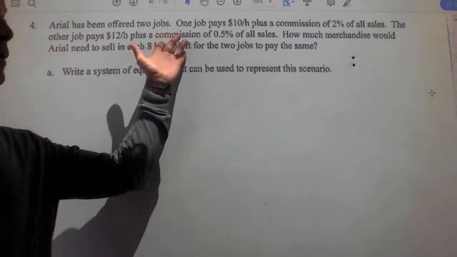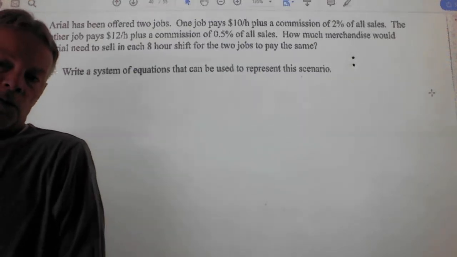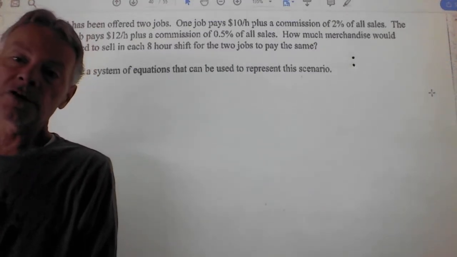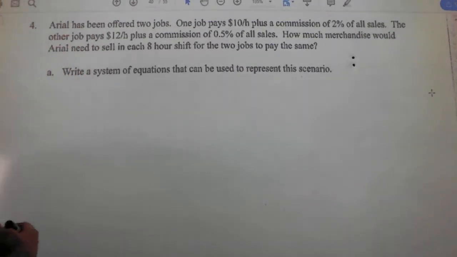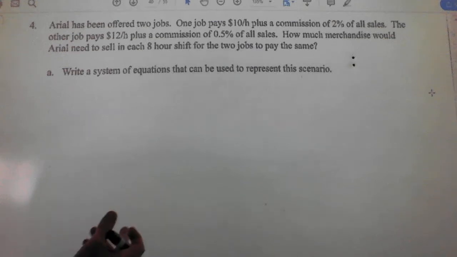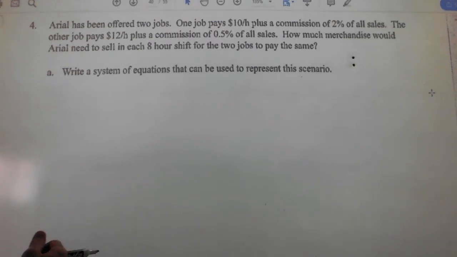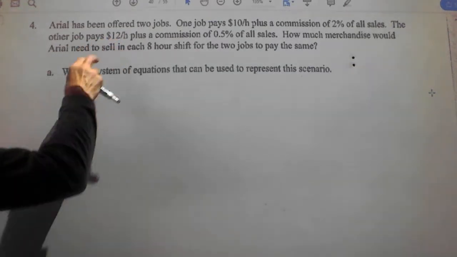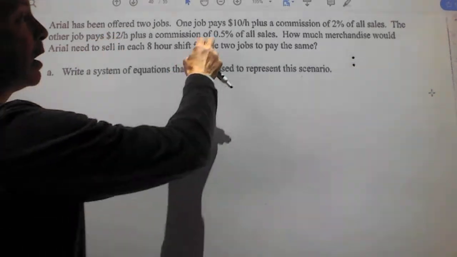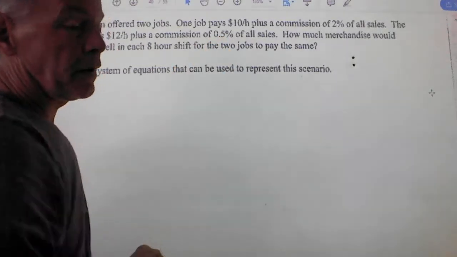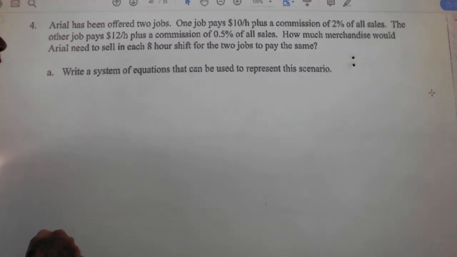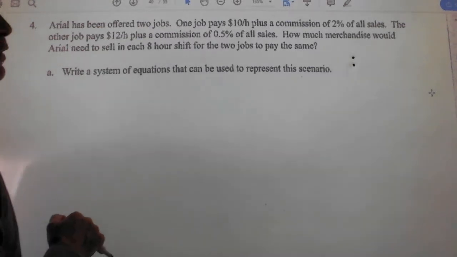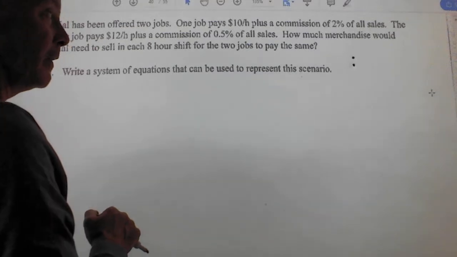Okay, now this is kind of similar to what you may have done in Math 10-3 when we talked about earning an income. Okay, so it says, Ariel has been offered 2 jobs. One job pays $10 per hour plus a commission of 2% on all sales. The other job pays $12 an hour, so she gets more per hour, and a commission of 0.5% of all sales, so she makes less in commission. How much merchandise would she need to sell in each 8-hour shift for the 2 jobs to pay the same?